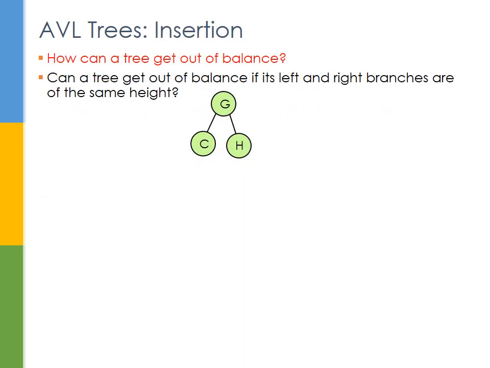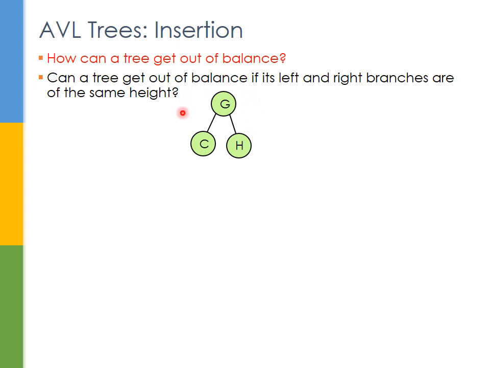We therefore need to discuss insertion and deletion of nodes within AVL trees. We'll start first of all with insertions of new values into an AVL tree. So the question we need to ask then is, how can an AVL tree get out of balance? So let's consider a simple case, first of all, where we have a tree where the left and right branches are of the same height, and we perform an insertion into this tree.